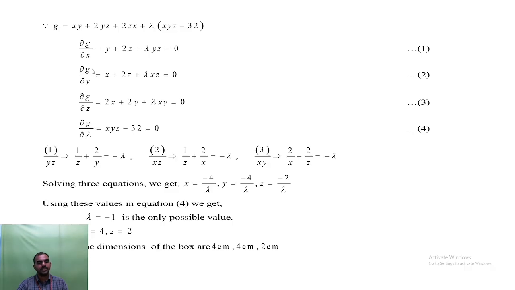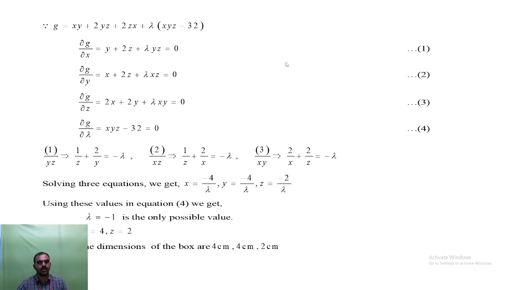Similarly, dou g by dou y gives x plus 2z plus lambda xz equal to 0, and dou g by dou z gives 2x plus 2y plus lambda xy equal to 0. For dou g by dou lambda, we partially differentiate with respect to lambda. Here there is no lambda, so this one will be 0, and lambda times this one gives xyz minus 32 equal to 0.